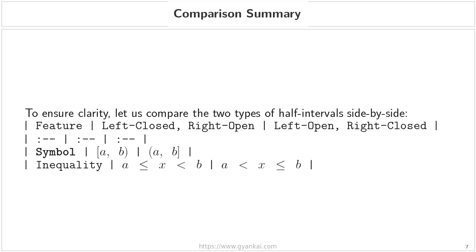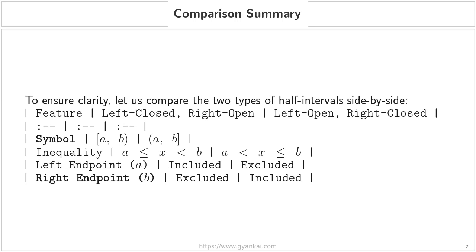Next, let's examine the inequality row, which is where most of your calculations will happen. For the first type, the inequality is a less than or equal to x, which is strictly less than b. Notice that the equal to part matches our square bracket. For the second type, the inequality is a strictly less than x, which is less than or equal to b. Again, the equal to part matches our square bracket.